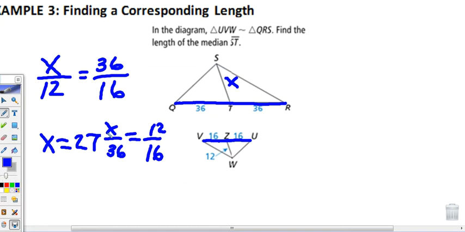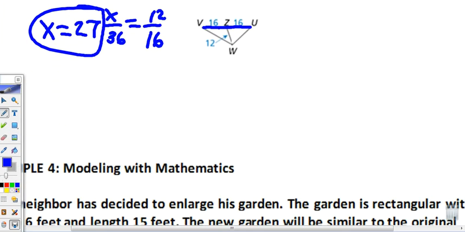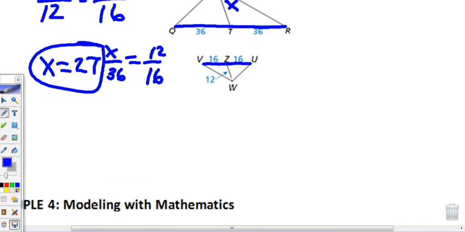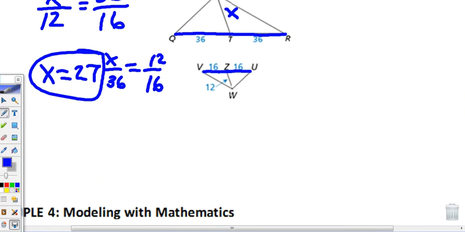Either way, what'd you guys come up with for a solution? Can you set proportions up using corresponding parts to find unknown lengths? That's pretty simple. Okay, there shouldn't be anybody in here that doesn't know how to do that. Those should be easy peasy, lemon squeezy. Okay, so 27 is correct. How many had 27? I'm just curious. Okay, good with that? I guessed it.